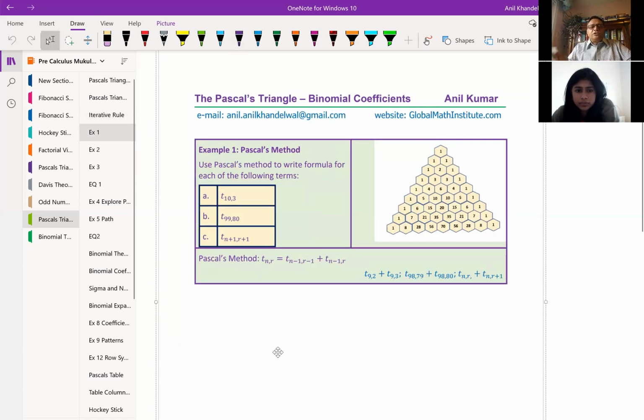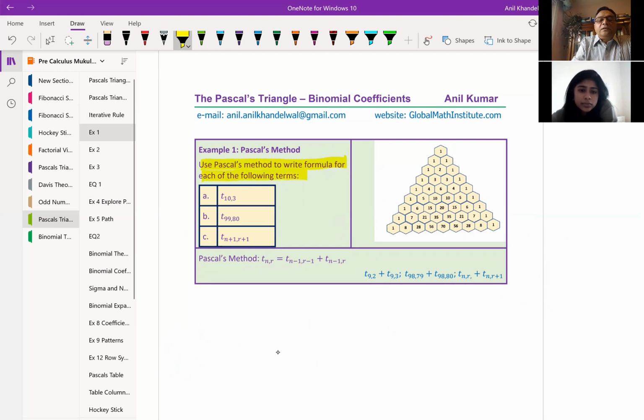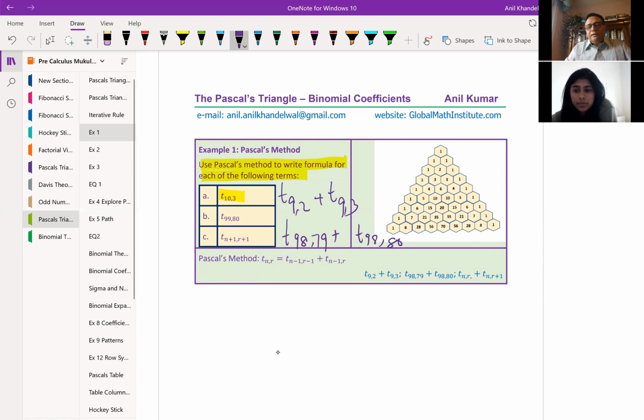Now here's a question for you. Example number 1, based on what we just learned: use Pascal's method to write a formula for each of the following terms. T10R. How can you write T10R as a combination of two other terms in Pascal's triangle? The one before would be T9. To T9,2 add T9,3. Perfect, that is how you have to do it. Similarly, if it is T99,80, one row before is 98, so you can write both terms with T98. As far as the position is concerned, 80 for the next one, and one before would be 79, very simple to get. That is how you get your numbers. The next one, I have just given a general formula, T(n+1)(R+1), so now you can write the formula for that also. Clear?